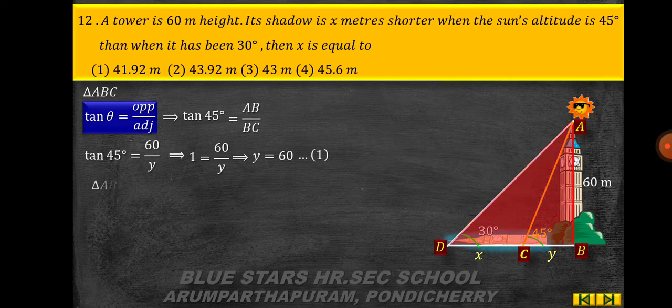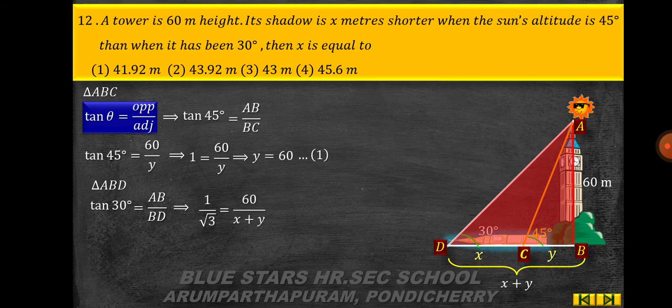So next we are taking the triangle ABD. So tan theta is equal to opposite by adjacent. So tan 30 degree is equal to AB by BD. Tan 30 degree value is 1 by root 3, which is equal to 60 divided by x plus y, which implies x plus y is equal to 60 into root 3. This is your equation number 2.